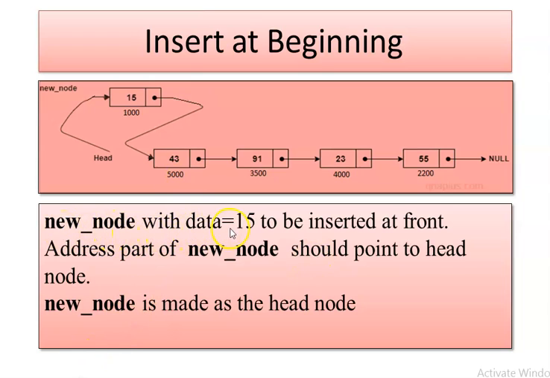So new node with data 15 is to be inserted at front. The address part of the new node should point to the head node. This was the head node first, so this should point to the head node. That means this 5000 should be entered here, and the new node is made as the head node. This should be the front of the linked list, so the head should point to this node. That means 1000 should be transferred into this head pointer.